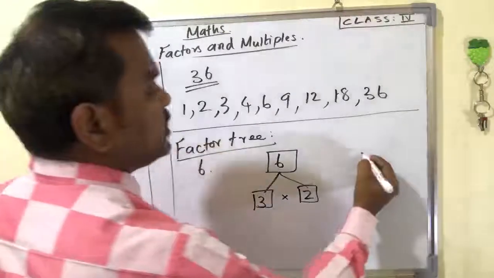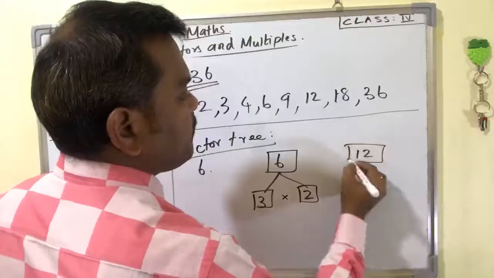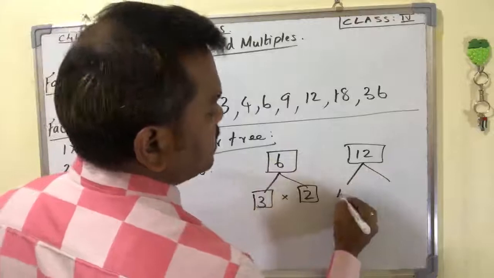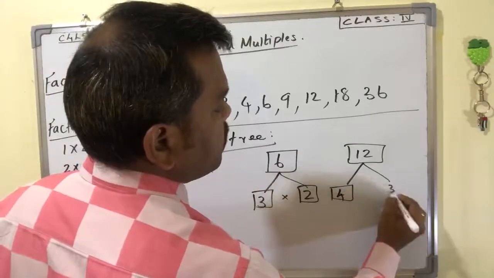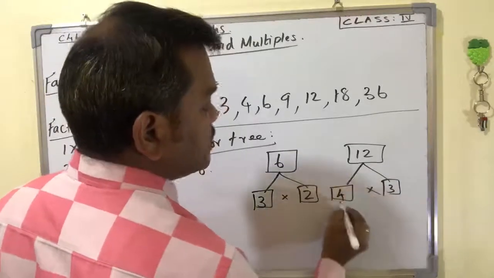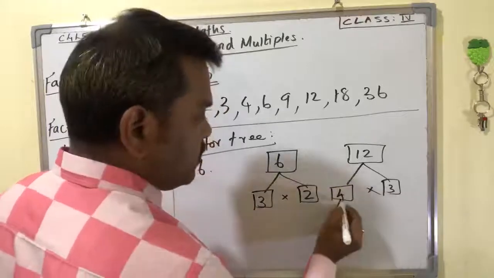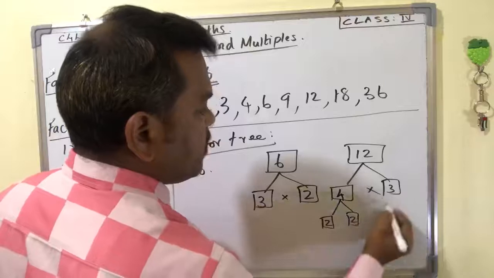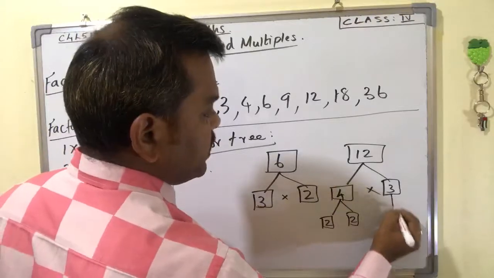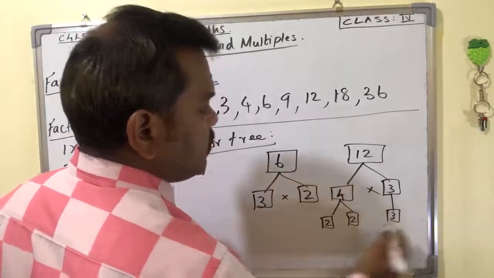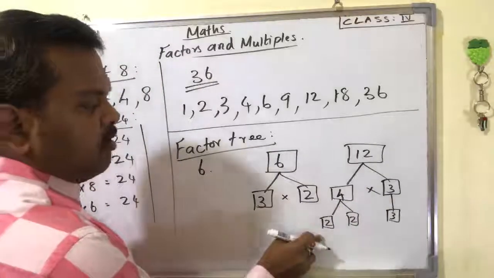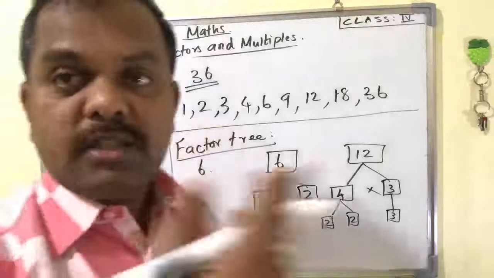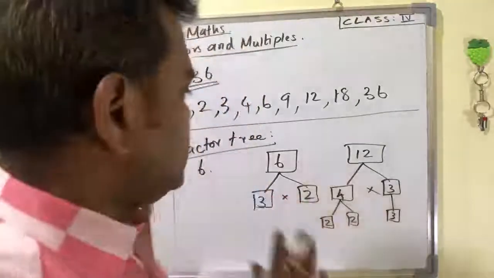Not only this, if it is 12, 4 3s are 12. This 4 also you have to factorize. 2 2s are 4. And this 3 you have to bring down. Look, the last should be all prime numbers: 2, 2 and 3. Prime numbers, next video I will explain. Okay, so just factor tree.